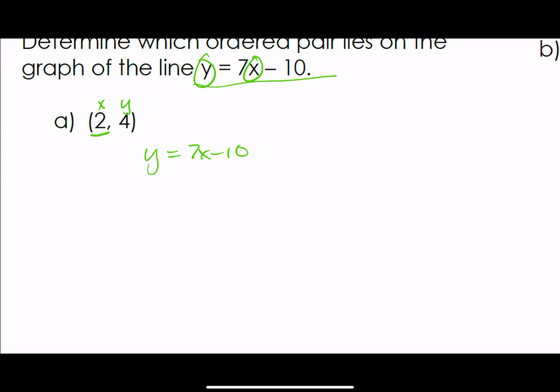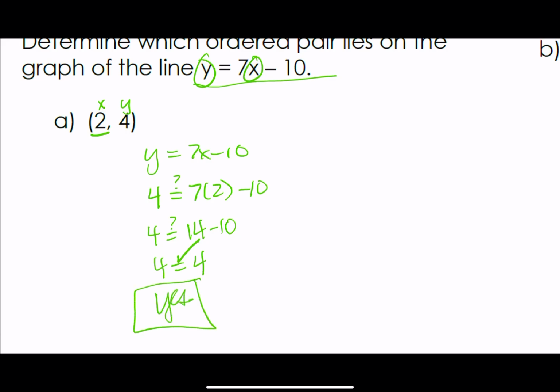And now we're going to substitute our coordinate pair in. So 4 was my y value. And I'm going to put a question mark over it because I don't know if it's actually true or not yet. 7 times 2 minus 10. Now we simplify. So 4 is maybe equal to 14 minus 10. 4 is equal to maybe 14 minus 10, which is 4. Hey, wait, that works. And because they're both equal, yes, this is on the same line.